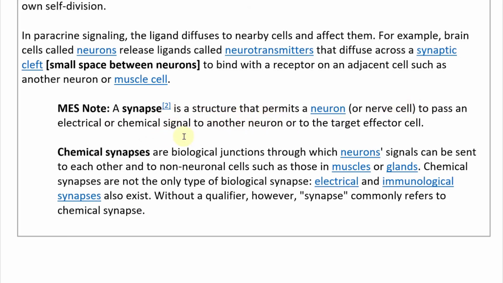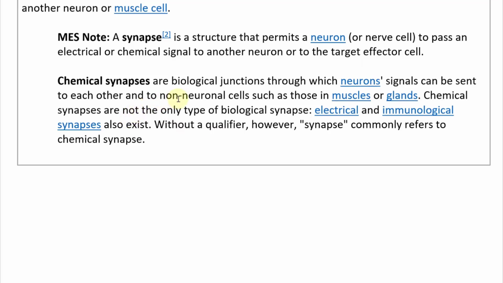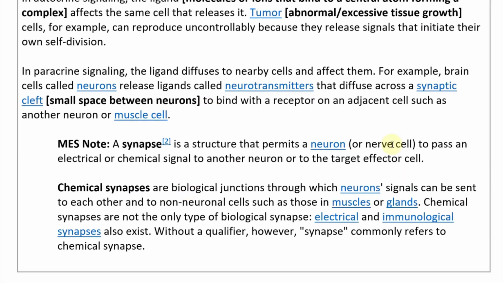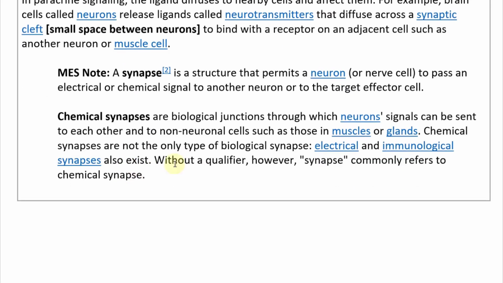A note: a synapse is a structure that permits a neuron or nerve cell to pass an electric or chemical signal to another neuron or to the target effector cell. There are different types of synapses, so you could pass an electric signal or chemical signal, or other types of signal. Chemical synapses are biological junctions through which neuron signals can be sent to each other and to non-neural cells, such as those in muscles or glands.